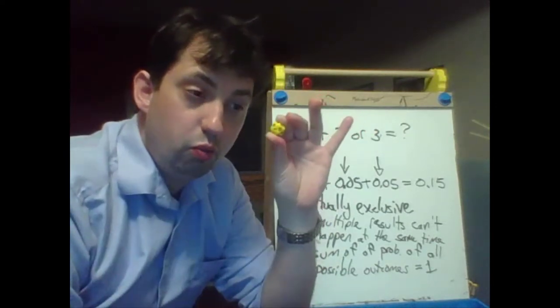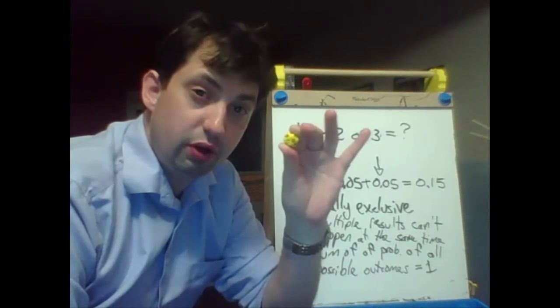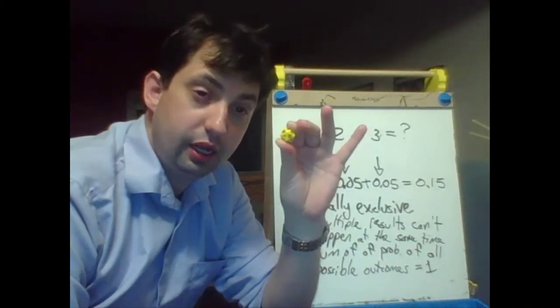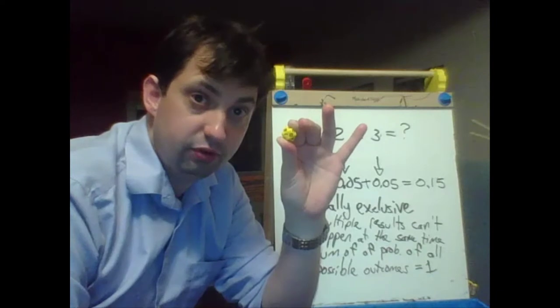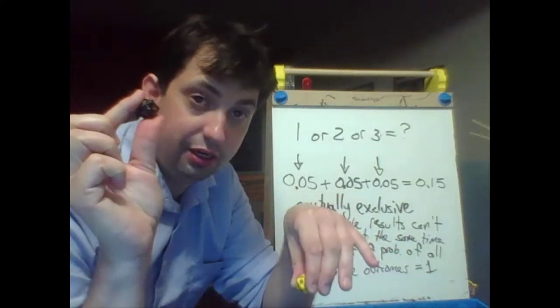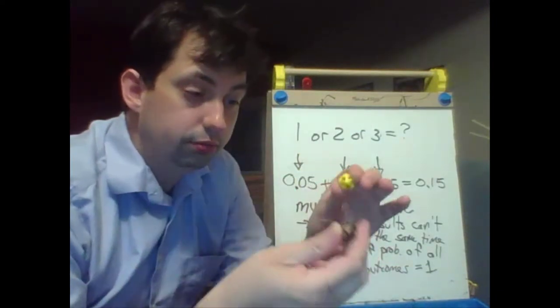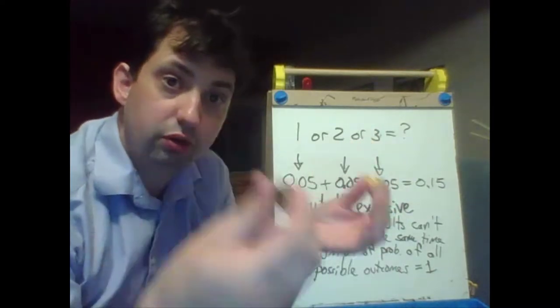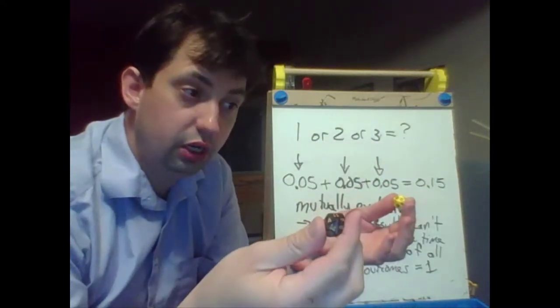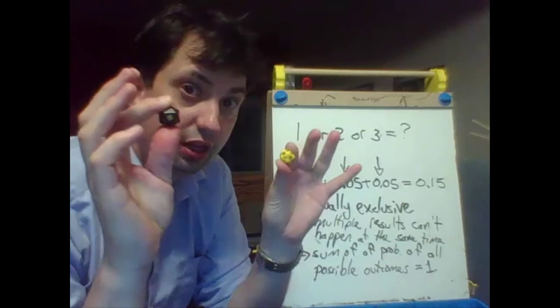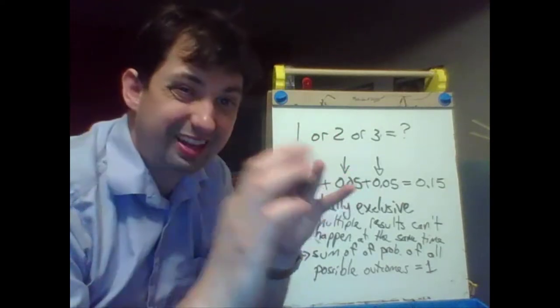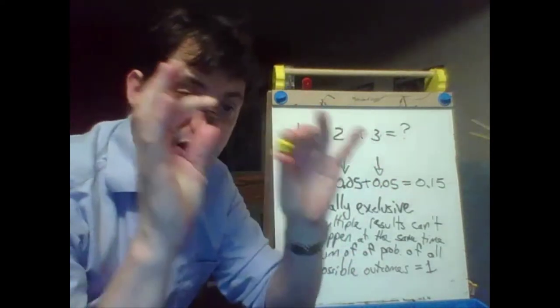Right? While 1 is still mutually exclusive to the other ones on the yellow die, it has no bearing or impact or influence on the result of the black die. So if we were to figure out the result, a 1 or 2 or 3, on these two different dice, that becomes a lot more complicated.